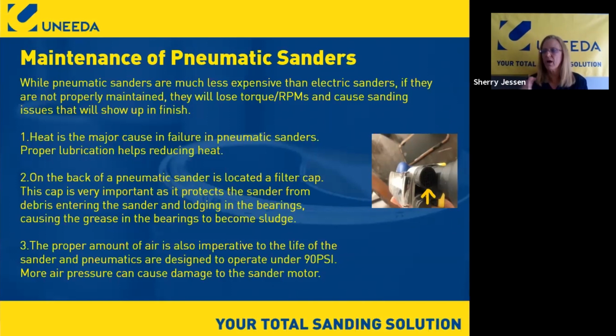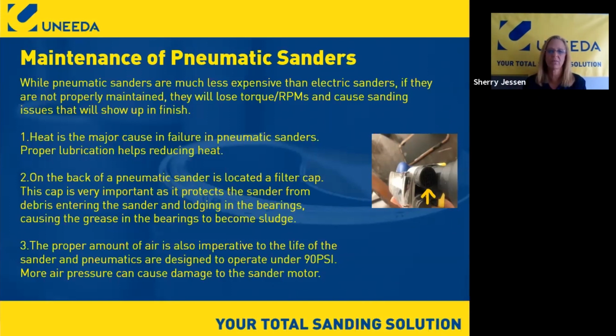We've looked at different sanders, and you can look inside. There's usually a little nylon filter that goes in between there. You should only have one, and that way you get good air. If it's too clogged up, then you're not going to get good air, and you're not going to get the RPMs you need out of that sander. So that filter is very, very important to the proper maintenance of that sander.